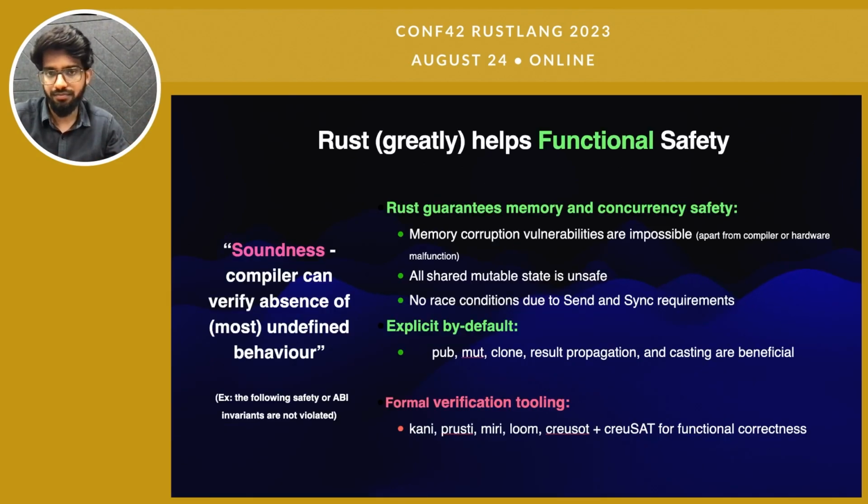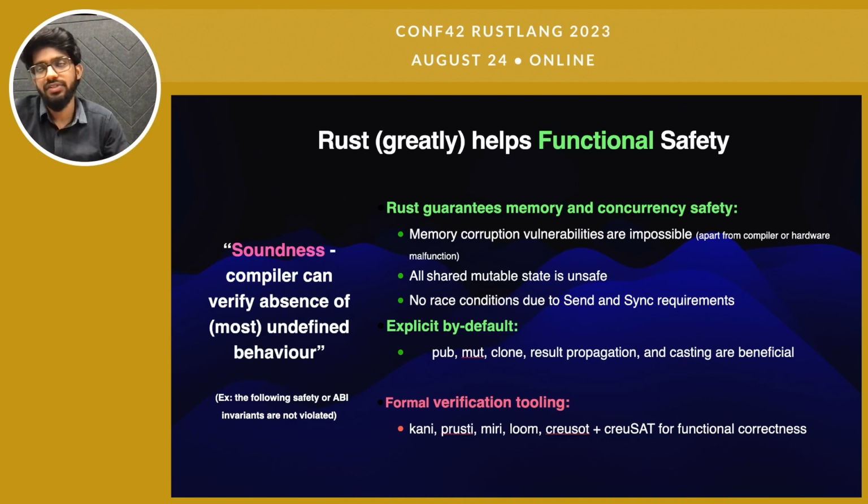Then we have some more points. Rust greatly helps functional safety. Okay, so Rust guarantees memory and concurrency safety. So memory corruption vulnerabilities are impossible apart from a compiler or hardware malfunction. So there is no way you're going to have memory corruption issues in Rust. Okay, if it's happening, it's because of the compiler or some hardware malfunction. Okay, all shared mutable state is unsafe. So anything which is mutable state is unsafe. No race conditions due to Send and Sync traits.